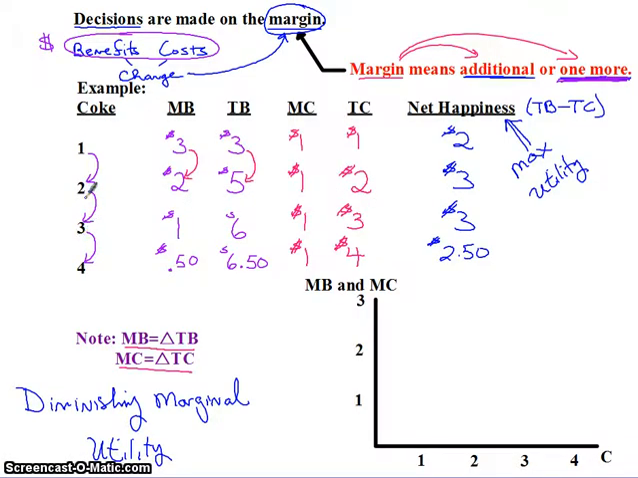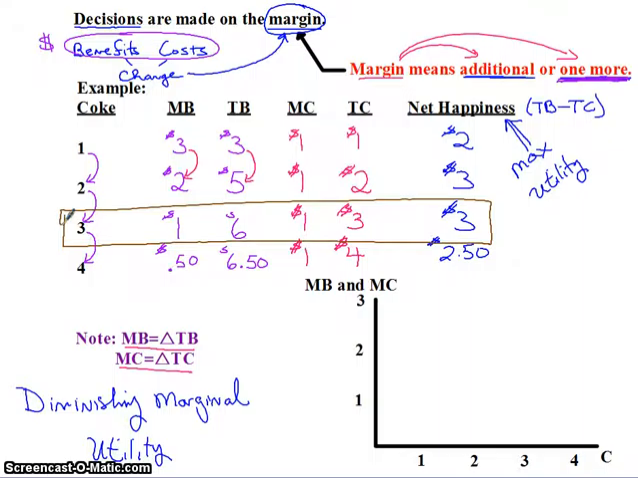All right? So the real goal here is to maximize net happiness, which is maximizing utility, and that happens at Coke number 3. Why? What happened at Coke number 3? Because at Coke number 3, the marginal benefits are equal to the marginal cost.